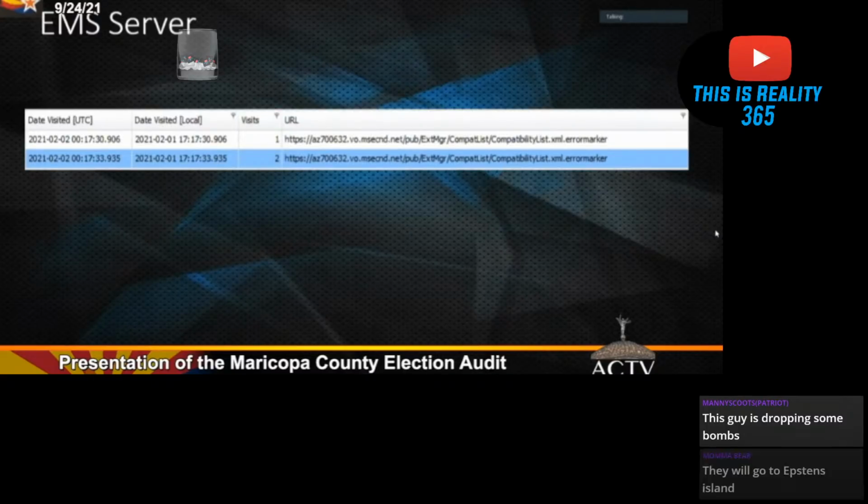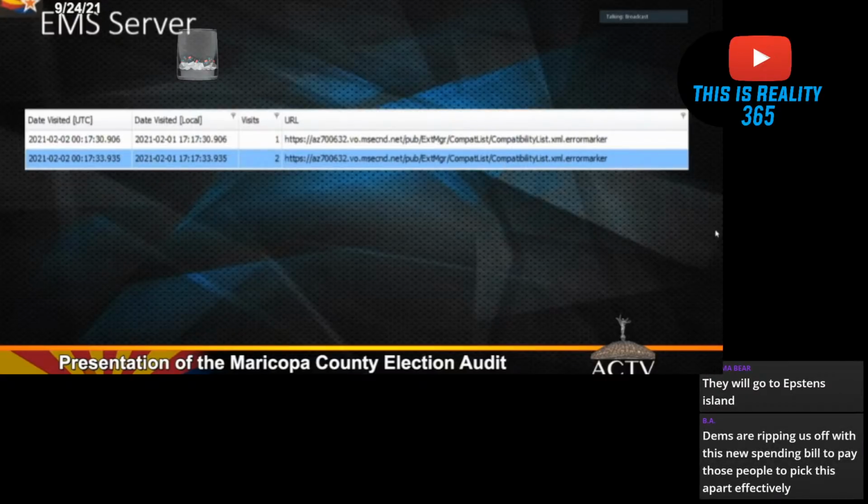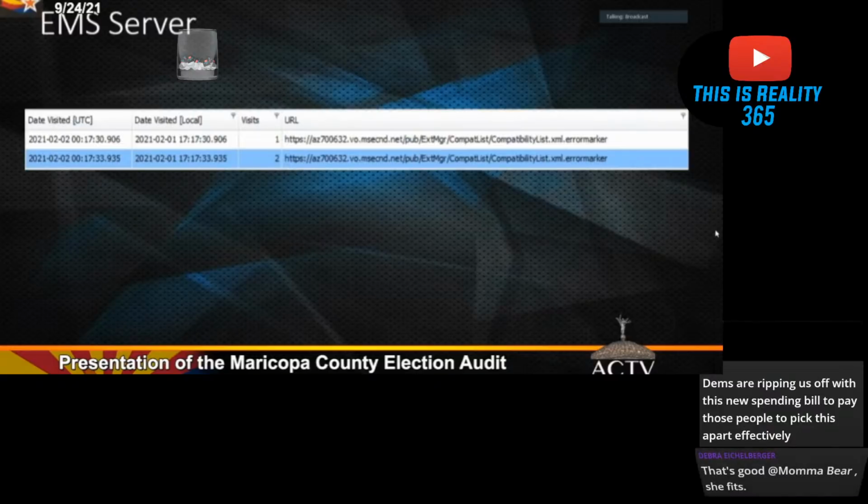But the importance of this is that at some point in time, specifically those last visited dates, this device was connected to the internet. Now, if you look at that date, there's also a correlation to the purging of the database. It's the day before the audit, okay? Almost the same time exactly, okay?